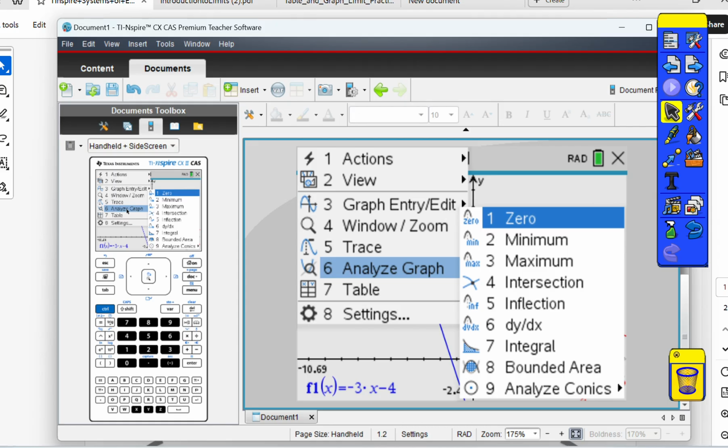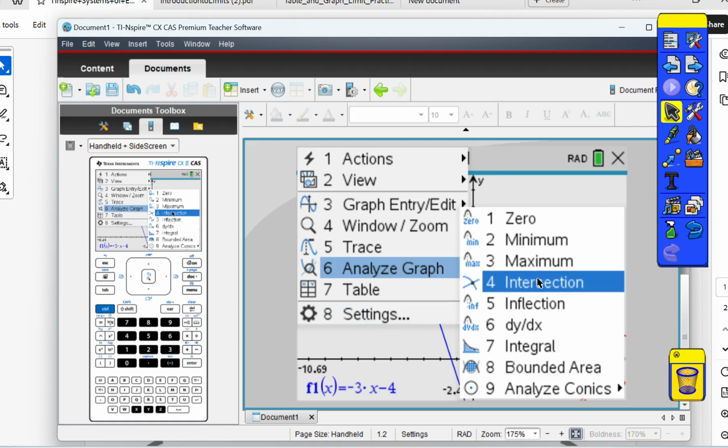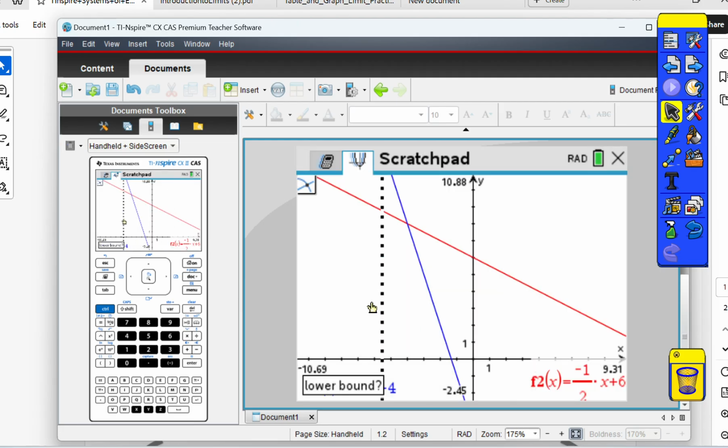And now you'll see 0, min, max. Now trace will do all of that for us. That's why I don't use this. But number 4 is intersection. That's what we want. You're going to see this little dotted line pop up. Menu, analyze, intersection. Does anybody not have that dotted line and need help? You got it? Anybody need help?